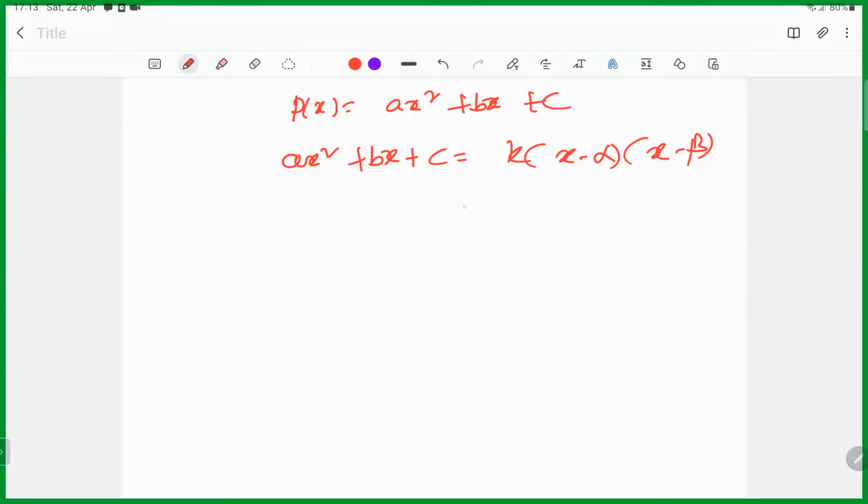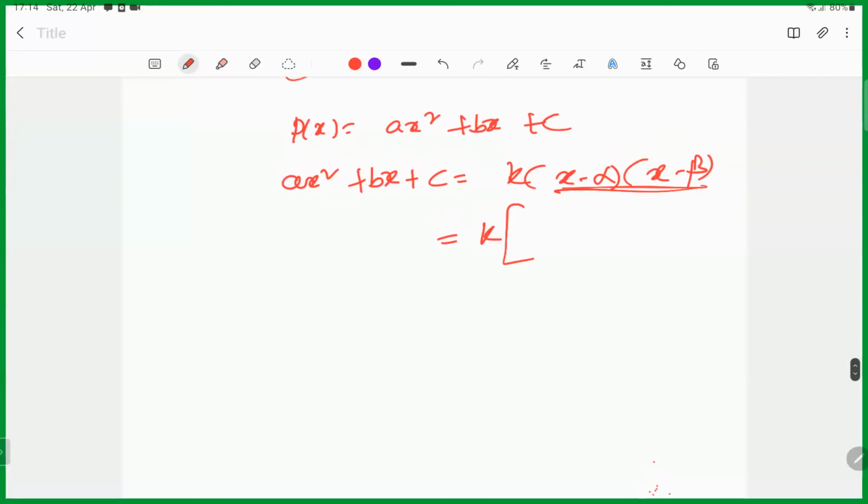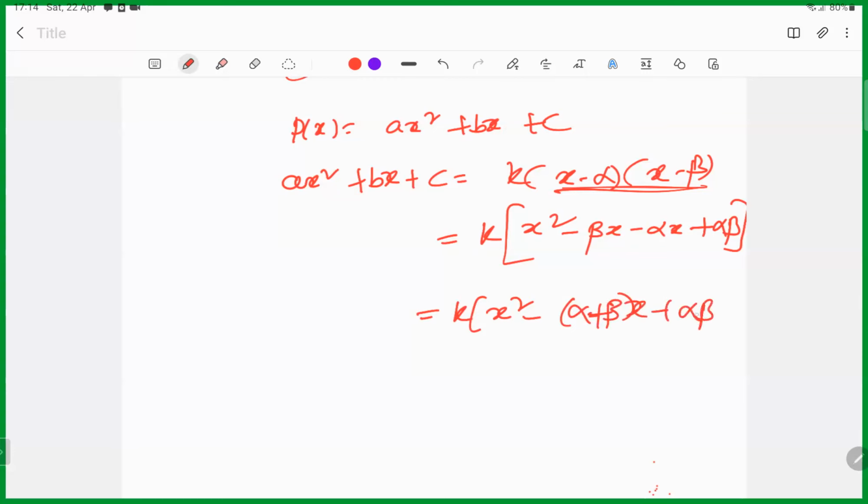Now, can you split it? I'm asking you to multiply it. Multiply x square, minus beta x, minus alpha x, plus alpha beta. Right? It will be k into x square minus alpha plus beta into x plus alpha into beta. Clear?